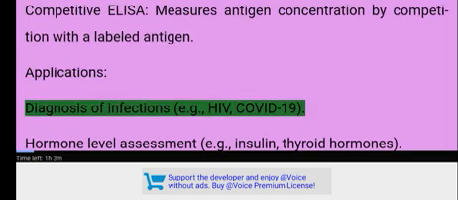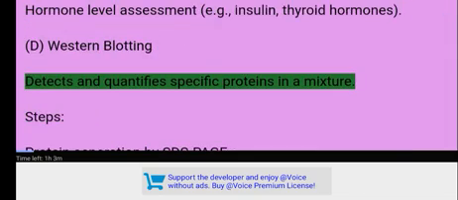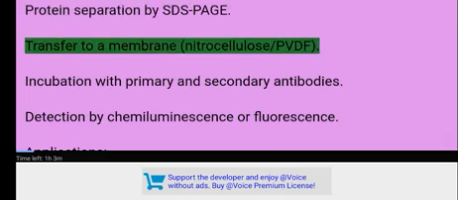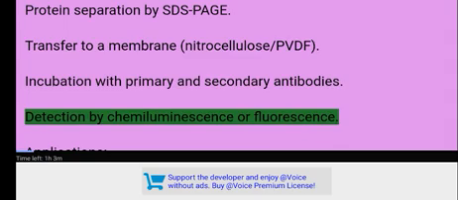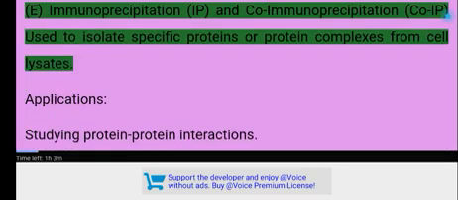Applications: diagnosis of infections, e.g., HIV, COVID-19. Hormone level assessment, e.g., insulin, thyroid hormones. D. Western blotting. Detects and quantifies specific proteins in a mixture. Steps: protein separation by SDS-PAGE. Transfer to a membrane, nitrocellulose or PVDF. Incubation with primary and secondary antibodies. Detection by chemiluminescence or fluorescence. Applications: detection of viral proteins, e.g., HIV confirmation test. Analysis of protein expression in research.